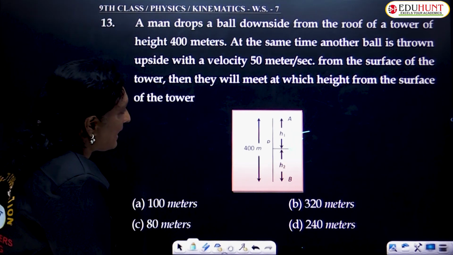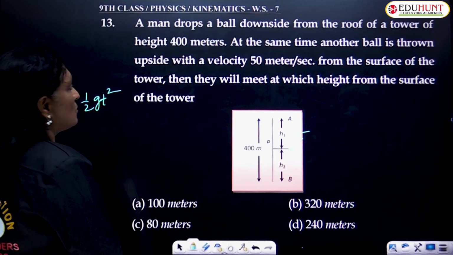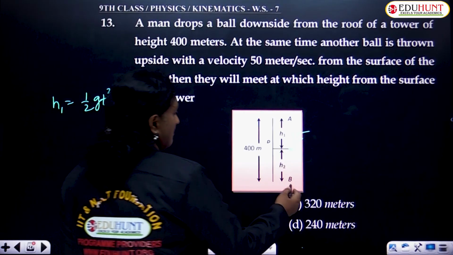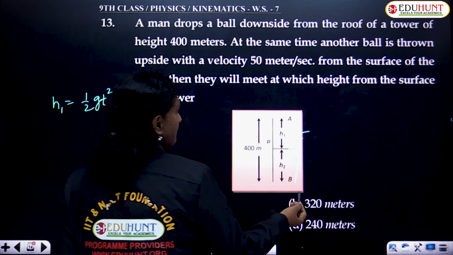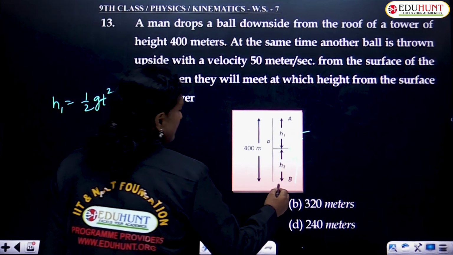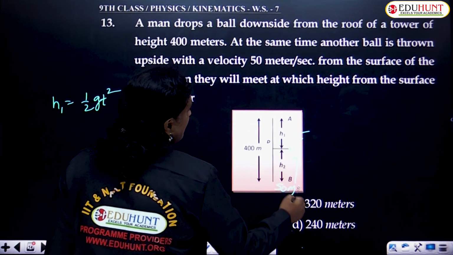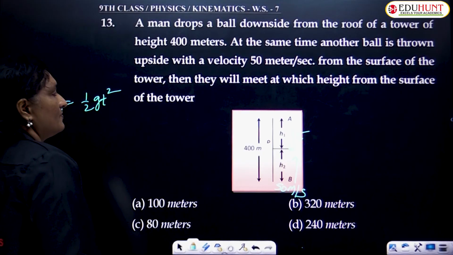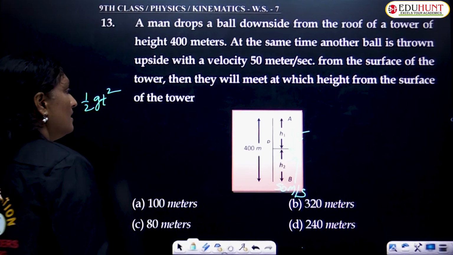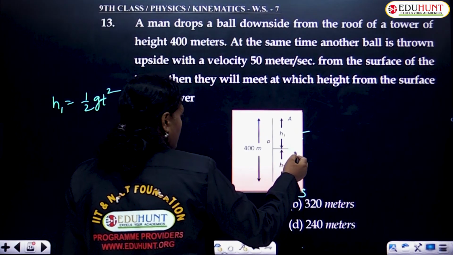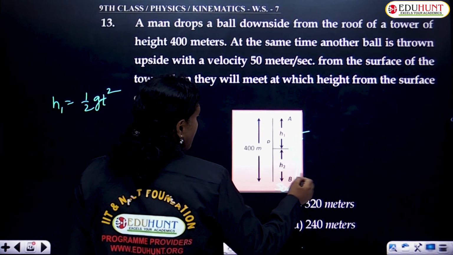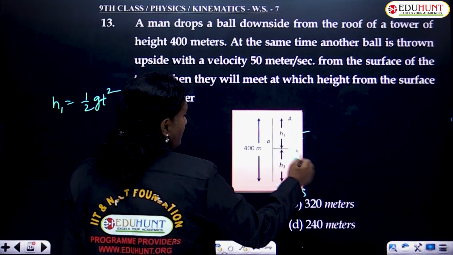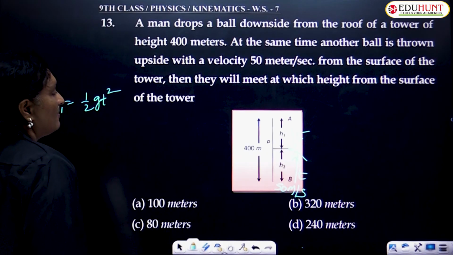At the same time, another ball is thrown upward. So again, upward motion, same time, another ball is thrown with what velocity, children? 50 meters per second from the surface of the tower. Then they will meet. Whatever time was taken from here to here, the same amount of time it took to travel from there to here.